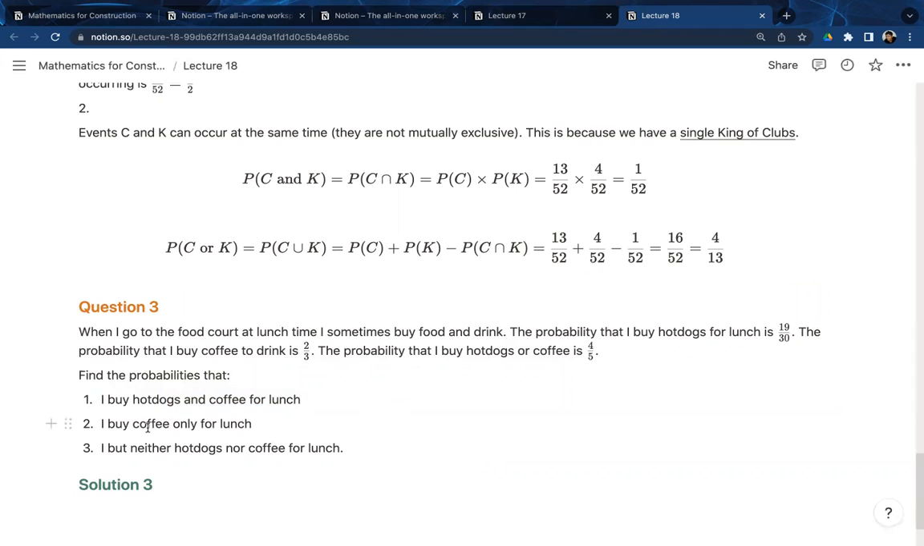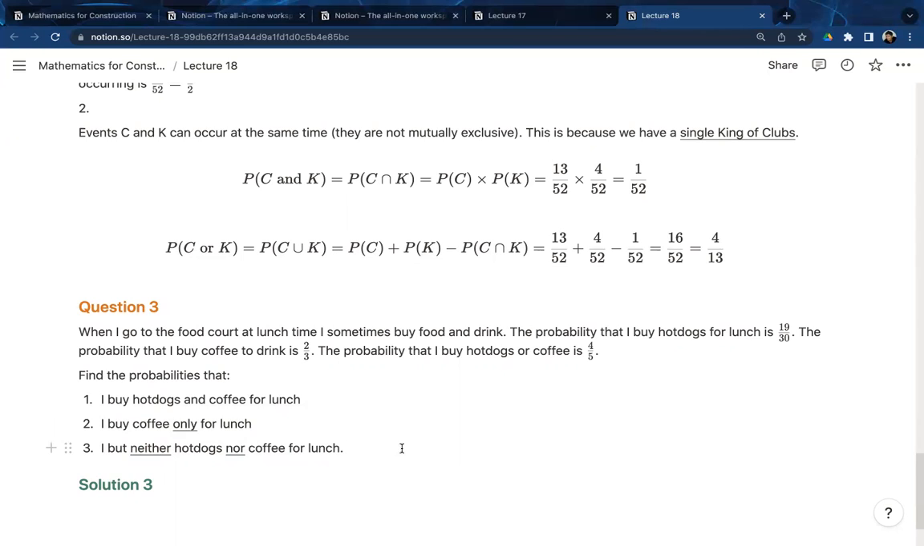What about you buy coffee only for lunch? There's a chance, you know. It might happen that I might only buy coffee for lunch, right? Maybe I had a big breakfast, or maybe I'm gonna eat something a little bit later, so I don't want to eat anything now. And what if I buy something else, that's not hot dogs or coffee? So you see, neither, none of them. That's possible too. What are the different parts of the Venn diagram that these things correspond to? Figure out what these probabilities are.